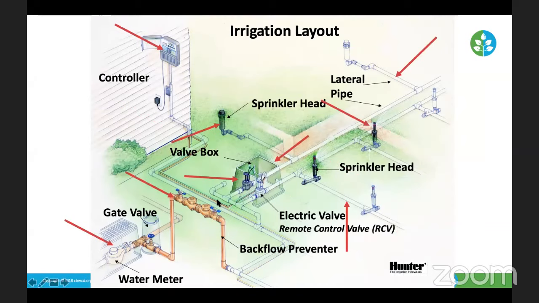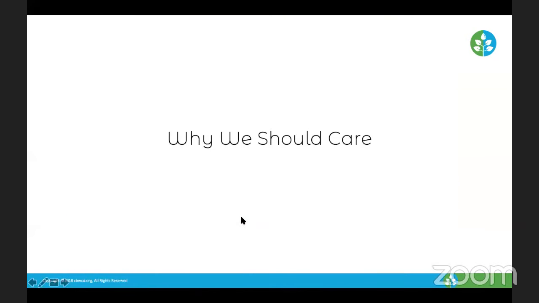Right, so where can irrigation fail? Basically anywhere. These are plastic parts, these are electronics, they do go bad over time, just like everything else. So why should we care about irrigation so much? Again, it's not the most glamorous aspect of landscape.